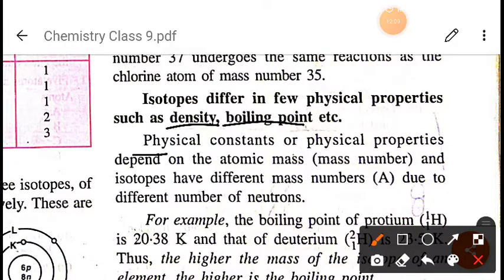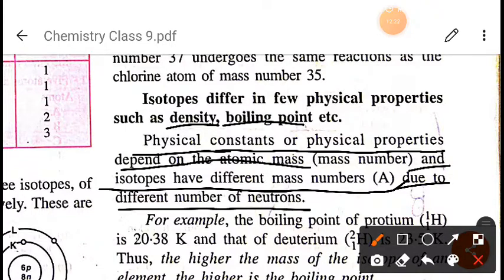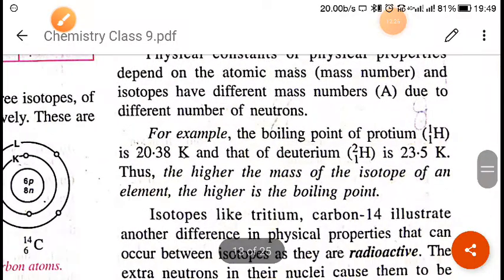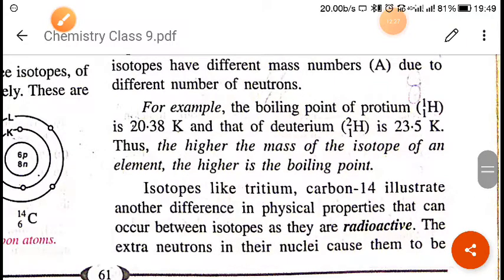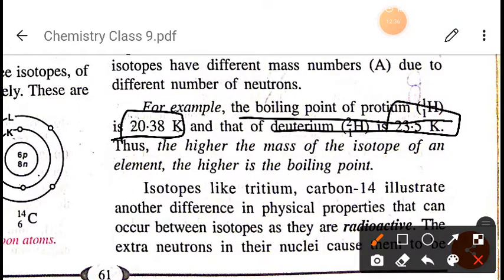Physical properties depend on the atomic mass, right? Isotopes have different atomic masses and different mass numbers due to different numbers of neutrons, as we have learned. One example is given here: the boiling point of protium is 20.38 Kelvin, and at the same time for deuterium it is 23.5. So there is a difference in the physical properties.